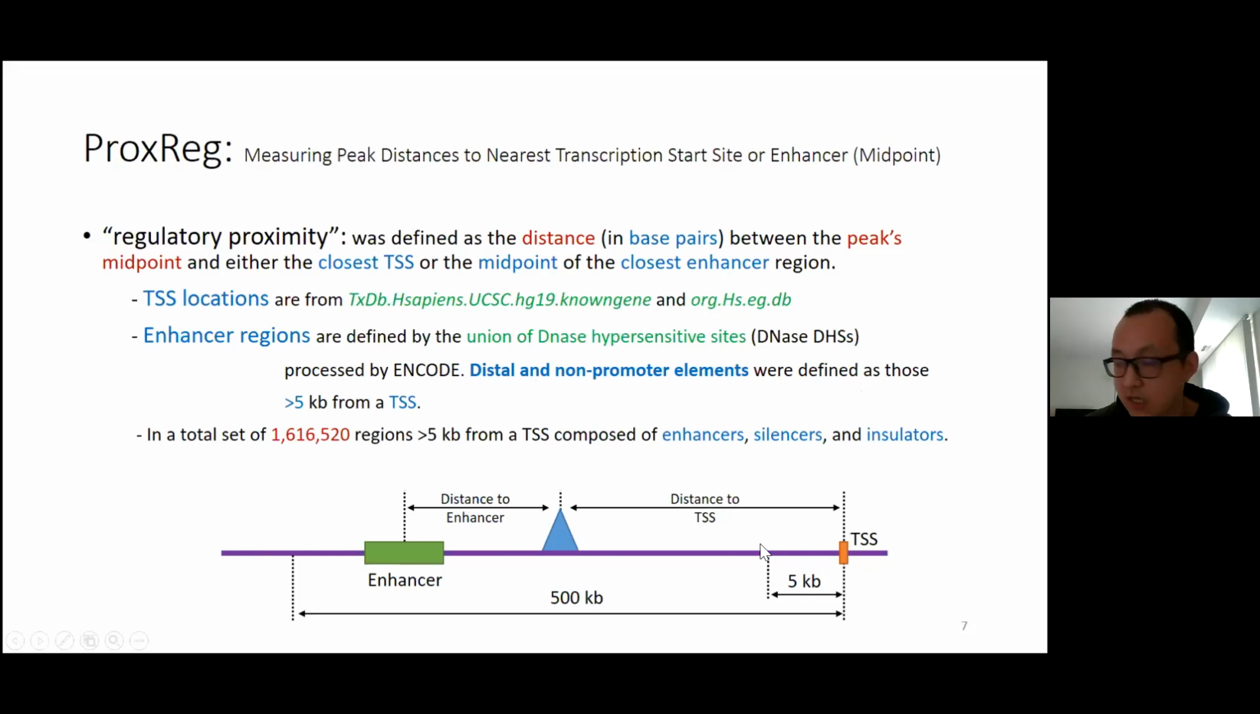So here we call it enhancer, but it also includes other elements like silencers and insulators, but we call them all enhancers. All the distal and non-promoter elements, like in this region, we will use as enhancers here. So we will measure the distance from the peak to those regions and from the peak to the corresponding TSS, to test whether the related genes of these peaks, the gene set that is enriched, are closer to the enhancer or to the TSS.